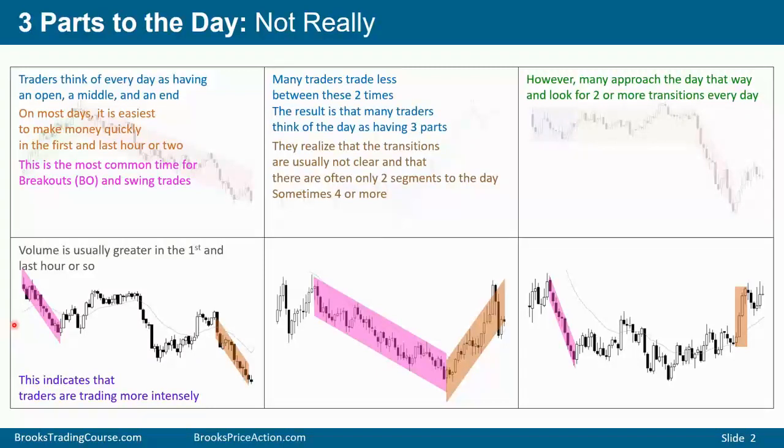Because the day often has 3 parts, there are often 2 or more transitions, and traders like to trade the transitions because they like to be selling as early as possible on a swing down, more profit potential, and they like to be buying on a swing up, more profit potential. If you're looking for 3 parts to the day and the day is not clearly unfolding in 3 parts, it does not matter. You trade what's in front of you.